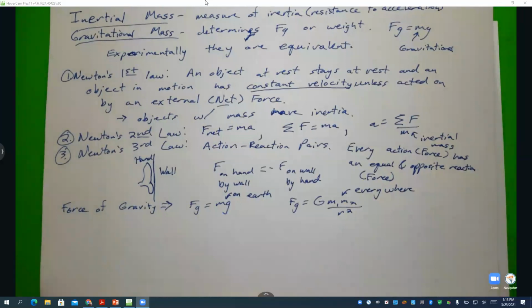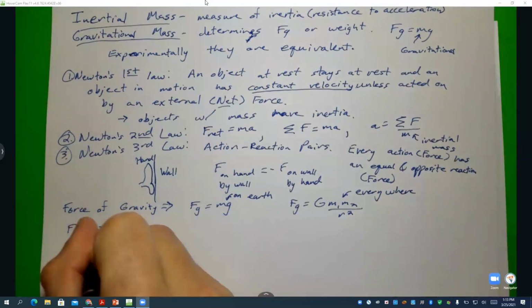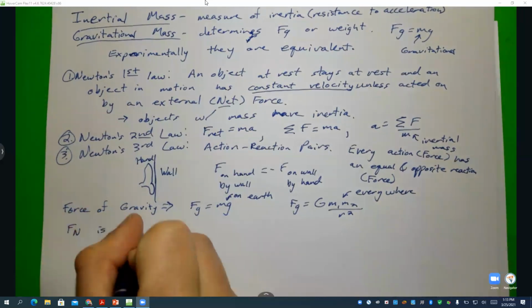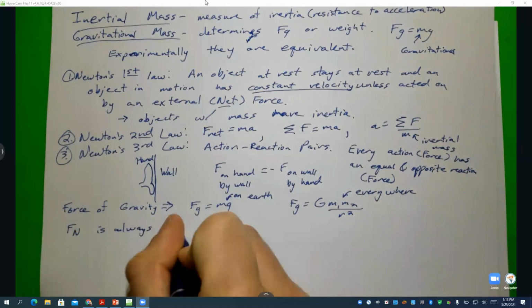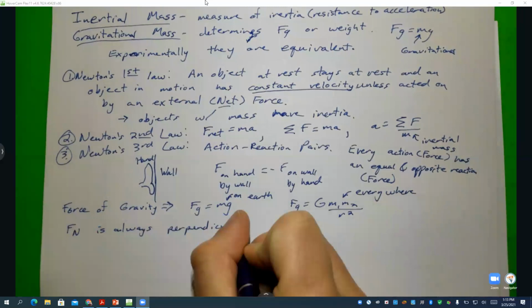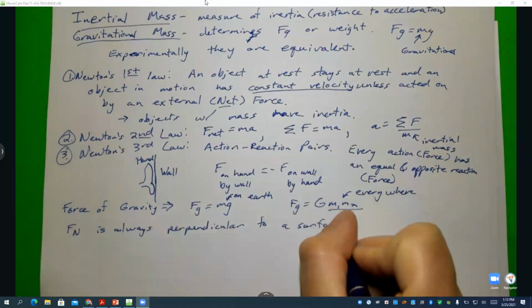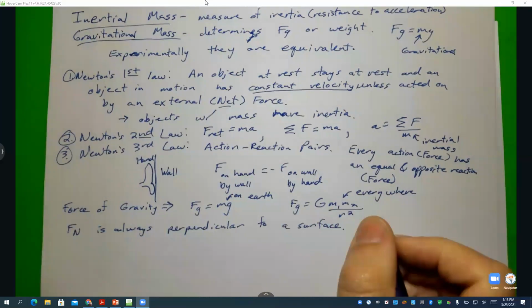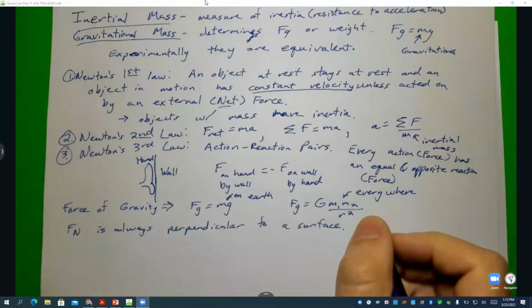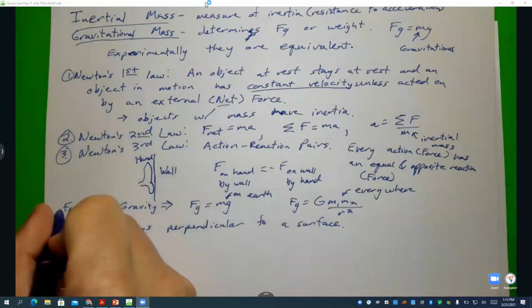And then normal force, Fn, is always perpendicular to a surface.